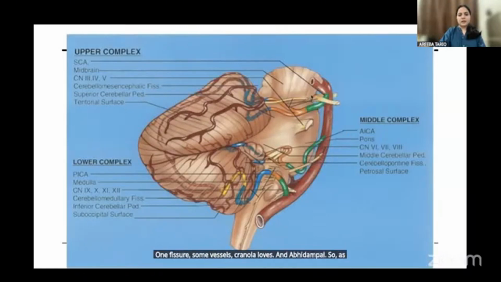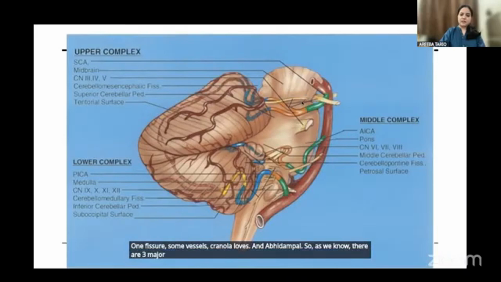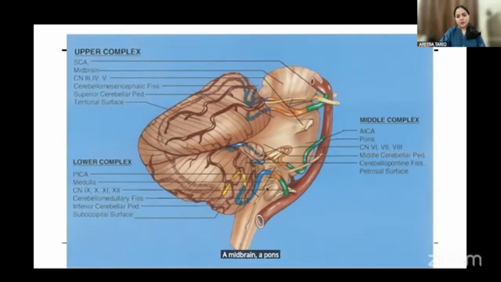So as we know, there are three major structures of the brainstem present in the posterior fossa: a midbrain, a pons, and a medulla oblongata. There are three vessels that are present here: superior cerebellar artery, anterior inferior cerebellar artery, and posterior inferior cerebellar artery.